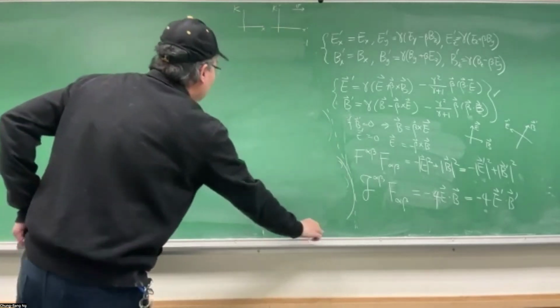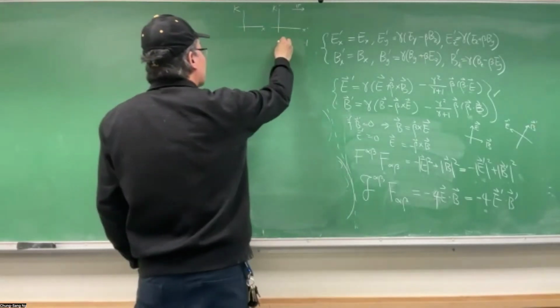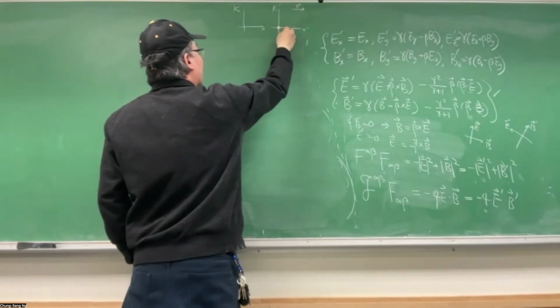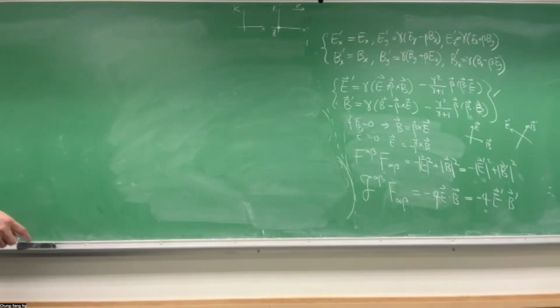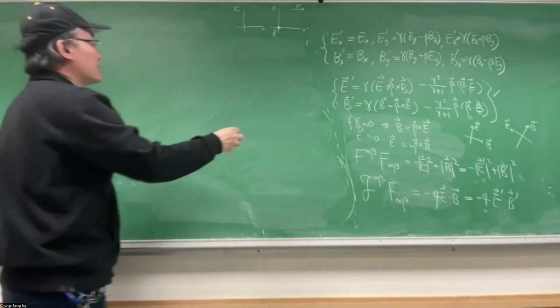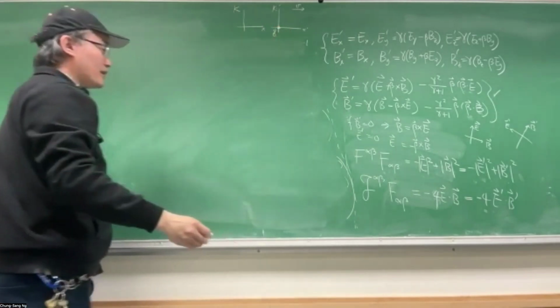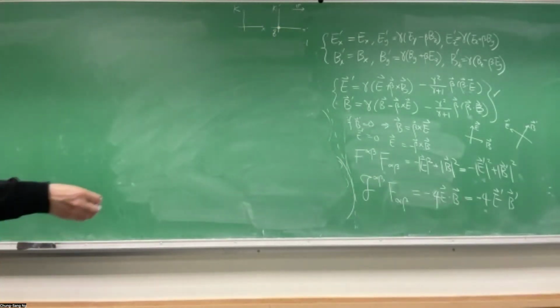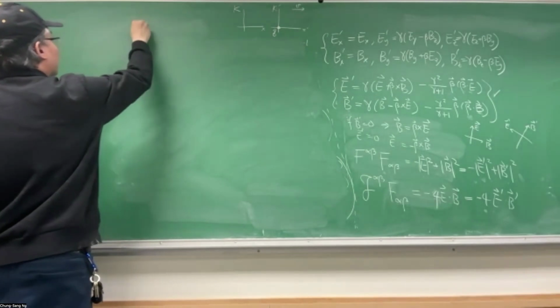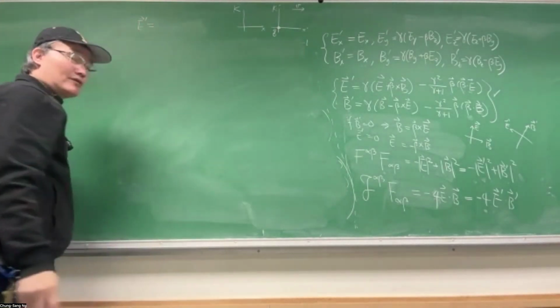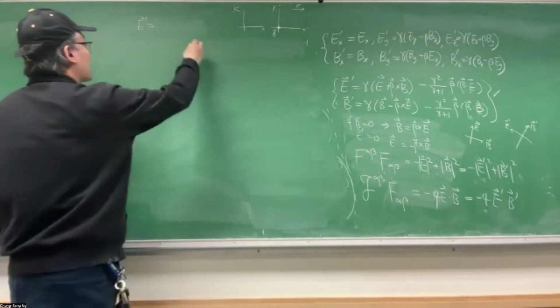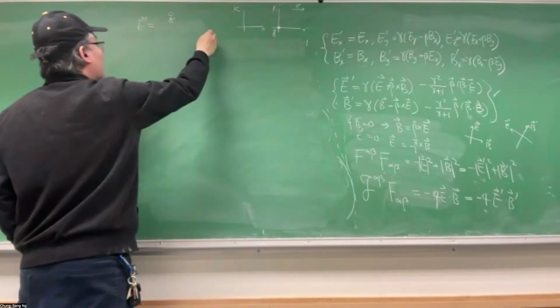Now the example is that we put a charge Q, a point charge Q, at the center of the K prime frame. So in the K prime frame, obviously, because it's at the origin, it's not moving. So you know the field, right? E prime is just the Coulomb field, right?